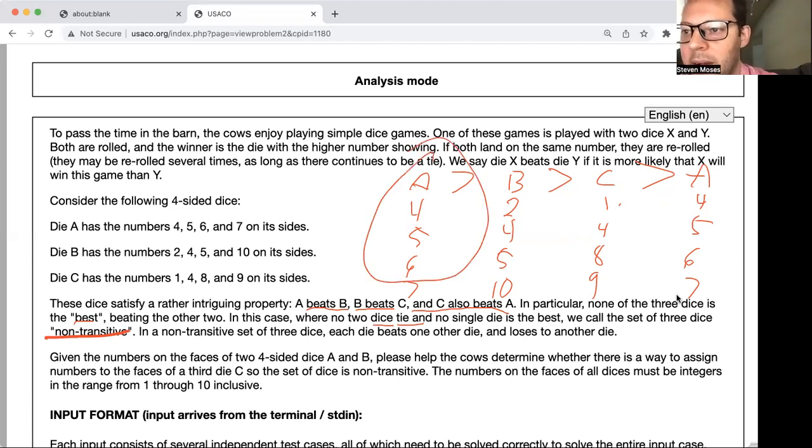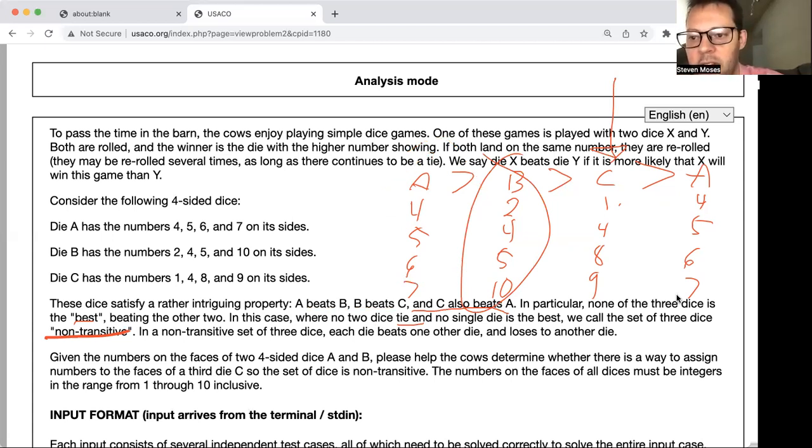So they will give you A and they will give you B, and you have to figure out, is there a C? Not exactly what C is, but just whether or not there exists a C that could do that. And again, a lot of students got trapped into trying to figure out the logic behind this, and ended up timing out trying to understand logically how to generate die C. But reading about the limitations, this is another one where looking at the limitations is extremely important. Given the number of faces of the 2 4-sided dice A and B, please help the cows determine whether there is a way to assign the number of the faces of die C such that the set of the dice is non-transitive.